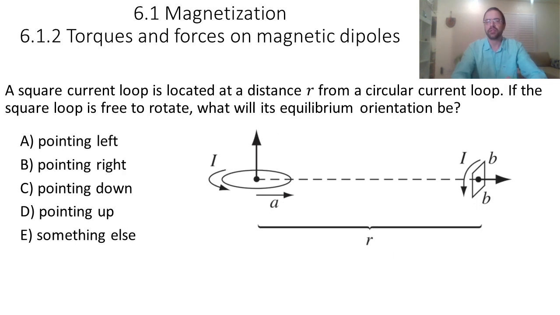Now here is another question. A square loop is located at a distance r from a circular current loop. And the square loop is free to rotate. What will be its equilibrium orientation?